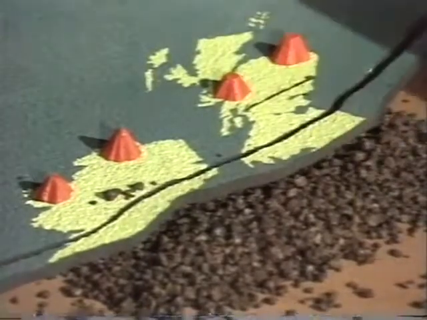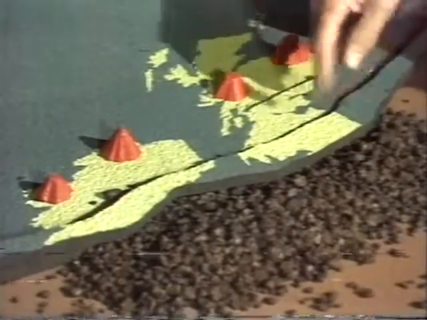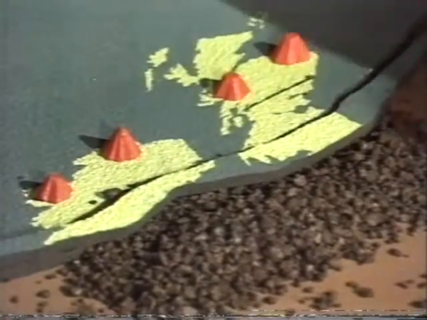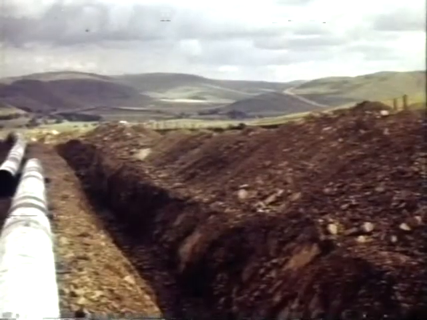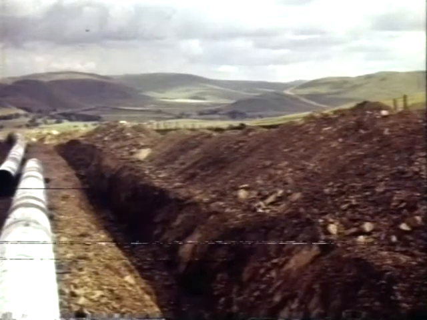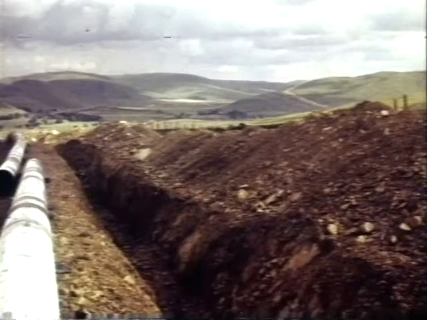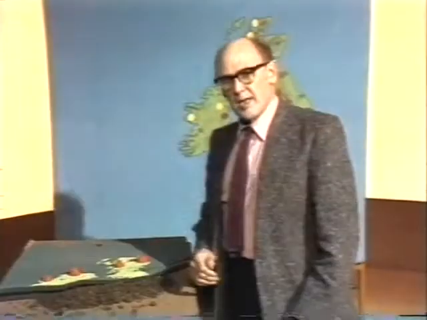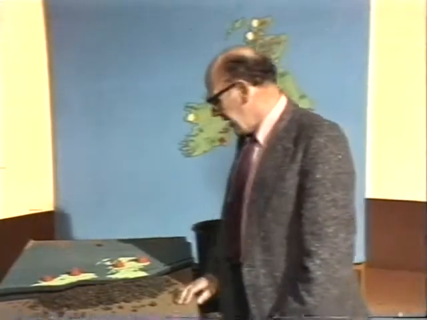In 1975, geologists were very fortunate in that the British Gas Corporation put a pipeline right across the Southern Uplands, and this exposed a trench about 10 feet deep, showing us the structure of the rocks. And we were able to confirm that the structure of the sediments in the Southern Uplands was exactly the same as the sediments in Oregon and other places where we see scuffing up taking place today.